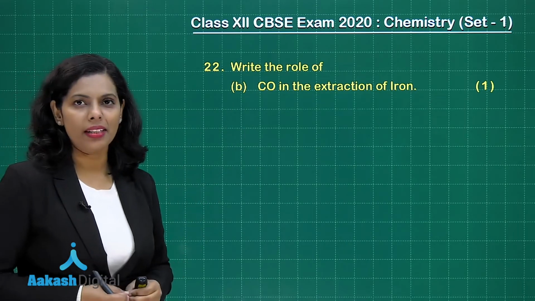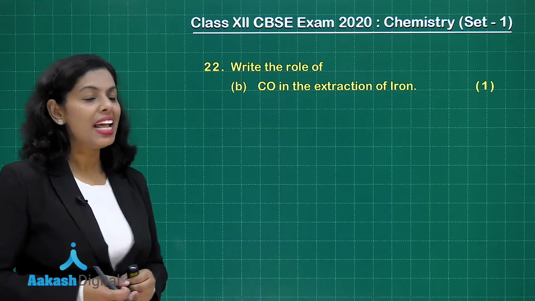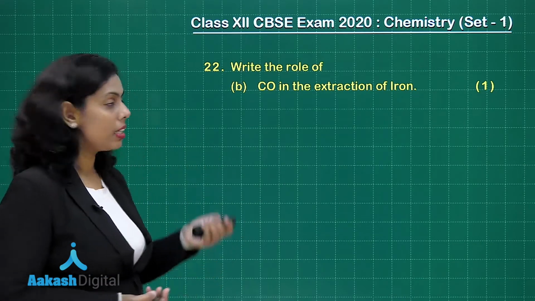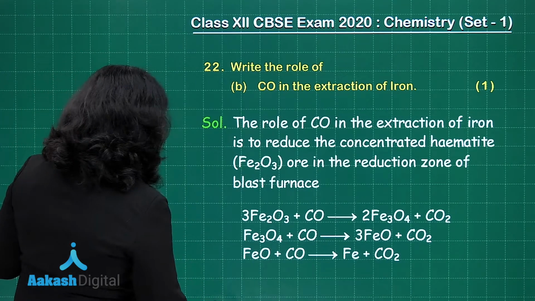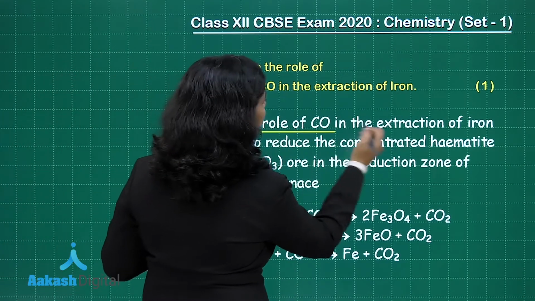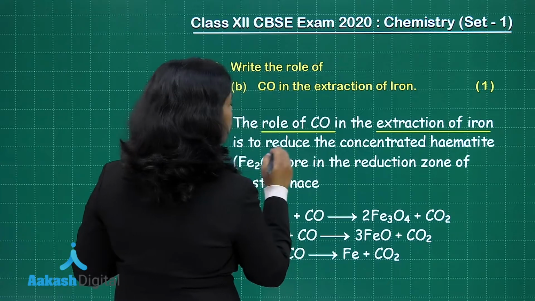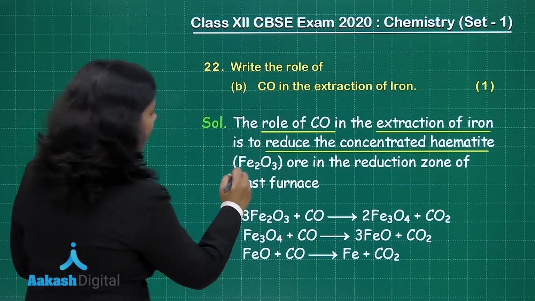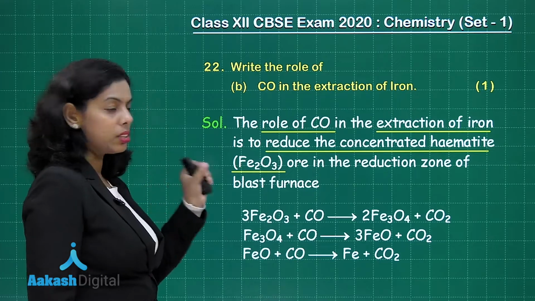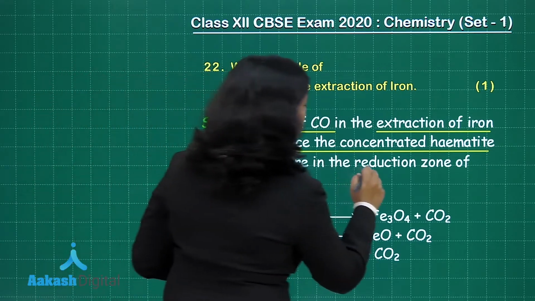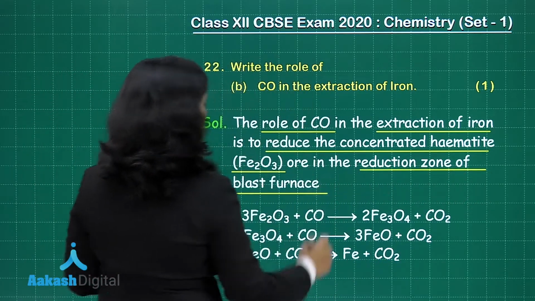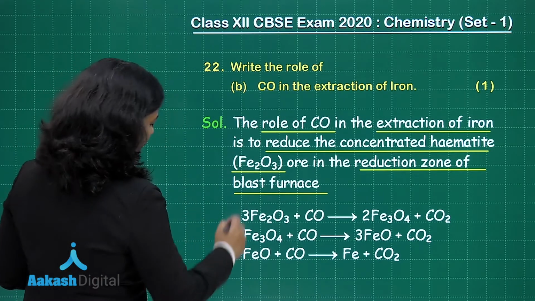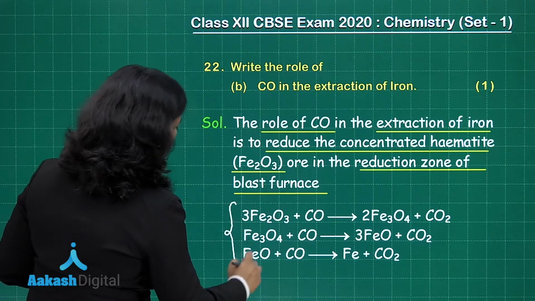Carbon monoxide is a very good reducing agent, and in the blast furnace it is used in the reduction process. So simply you can write the role of CO in the extraction of iron is to reduce the concentrated hematite. What is that? Fe2O3. That is the ore of iron, and it is reduced in the reduction zone of the blast furnace. That can be represented by the chemical equations which are written here.